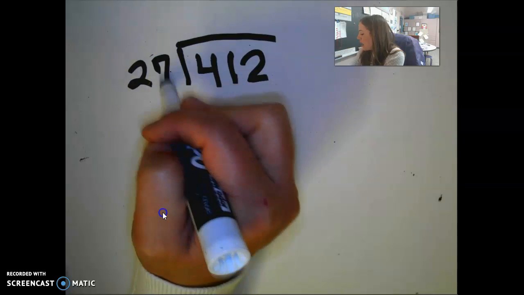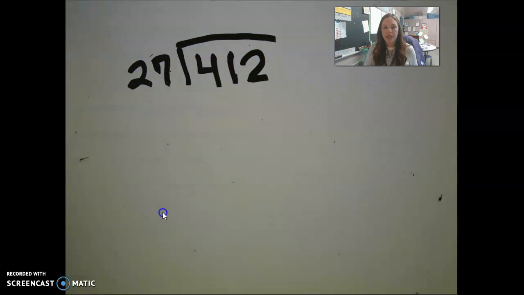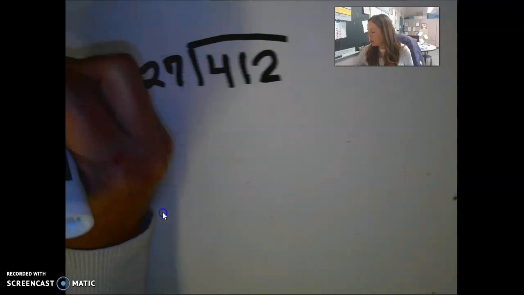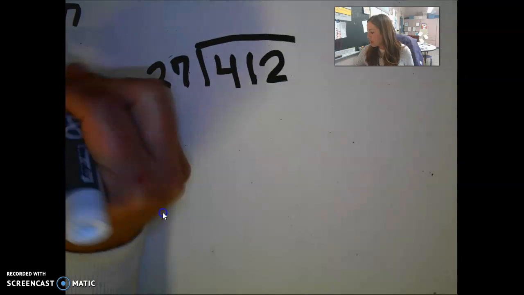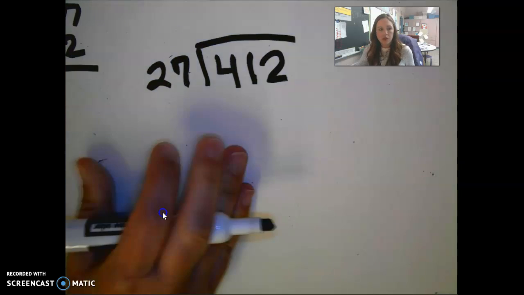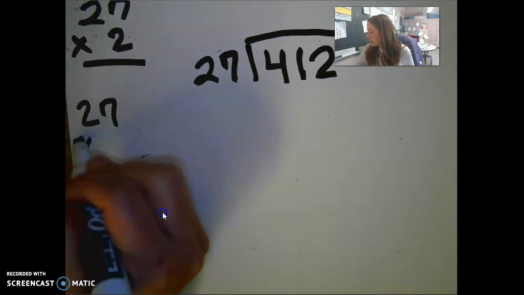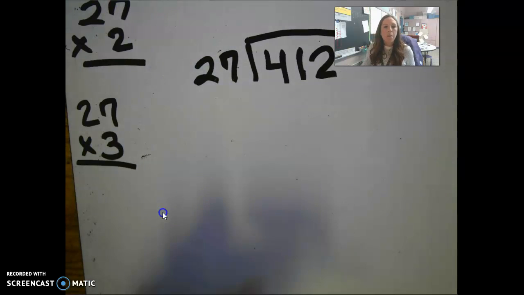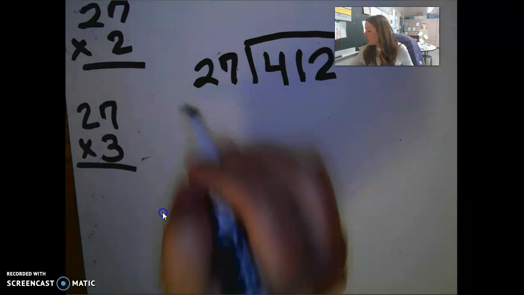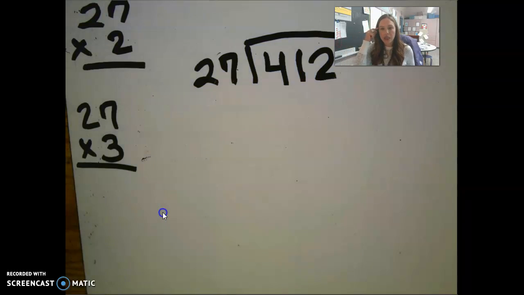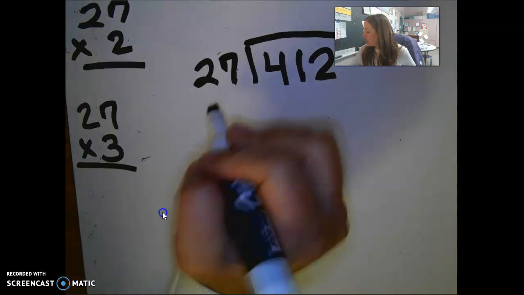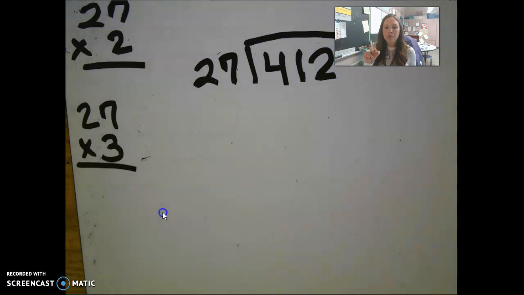So I know that a lot of kids don't want to take the time to do 27 times 2, 27 times 3, okay, but all the way to 9. However, if all you're doing is adding 27 more in your brain, the chances of you making a mistake are higher.